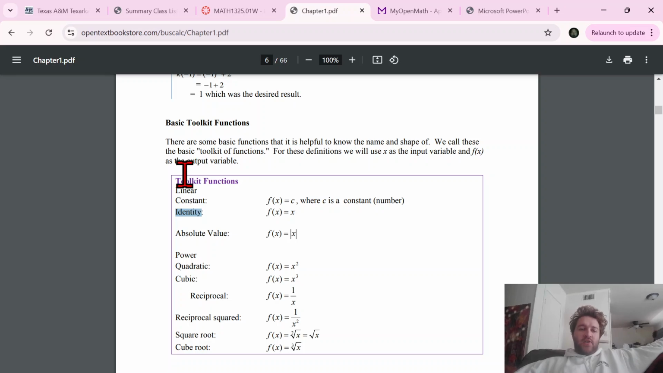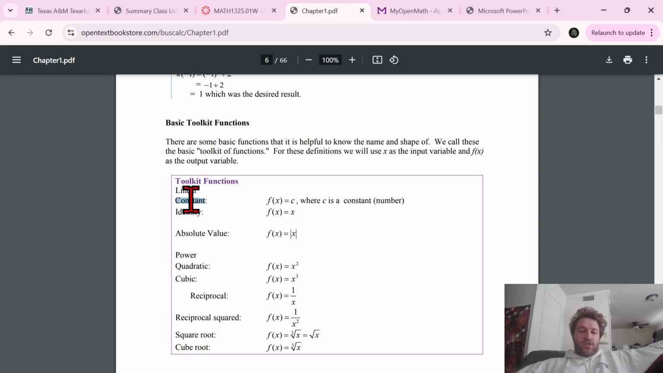Now the reason that they're saying linear up here and identity down here is because constant function is also technically a linear function, in the geometric sense, meaning that it creates a straight line, but it does not have a variable in it.